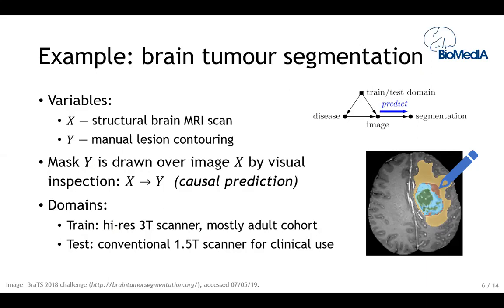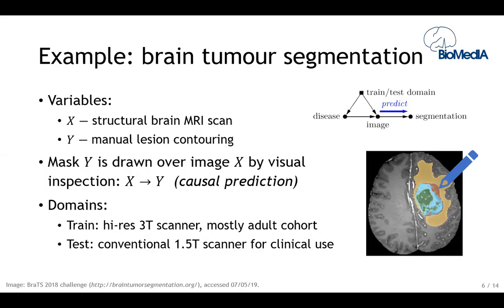And the second example that we're going to discuss is brain tumor segmentation. So here we collect structural brain MRI, so let's say T1, T2, FLAIR, and so on, from a cohort of glioma patients. And then we ask a team of radiologists to do manual contouring of these lesions. Now, if you picture this process, the images were acquired before these segmentations were done, and they are done visually on top of the images. So if you imagine that we do some manipulation in the image digitally, this could alter the segmentation masks, right? So this is clearly a case of causal prediction. So the images cause the segmentation and not the other way around.